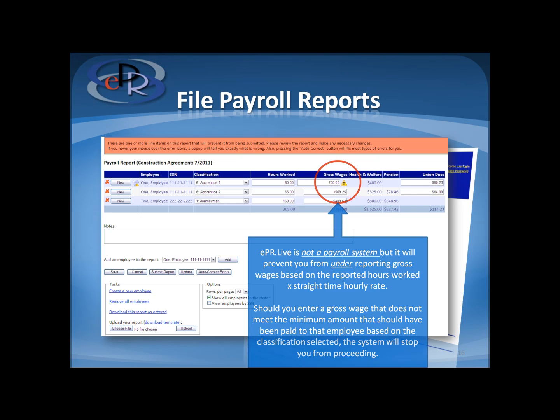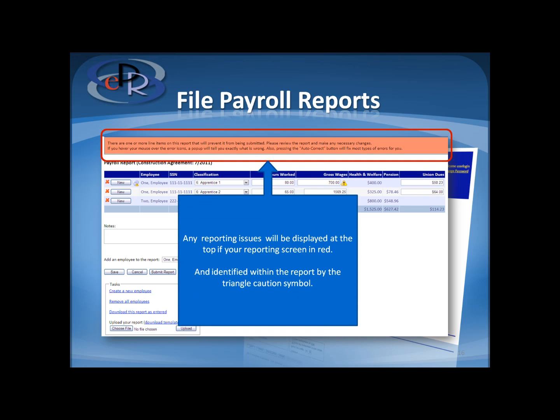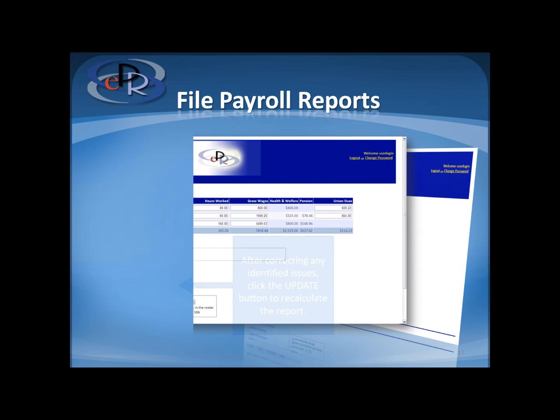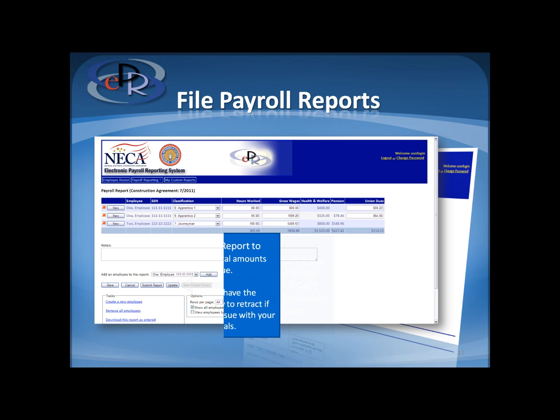The red box at the top of the screen will cover the general error, and the small yellow caution sign will detail the exact problem on a case-by-case basis. After correcting any errors, go ahead and click Update again. If the report looks to be correct, click Submit Report.